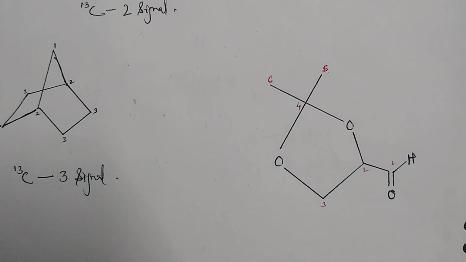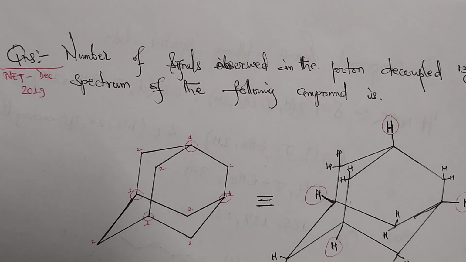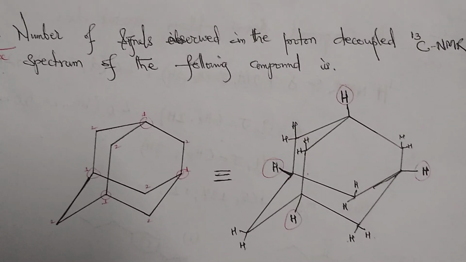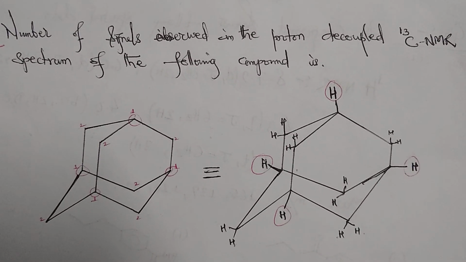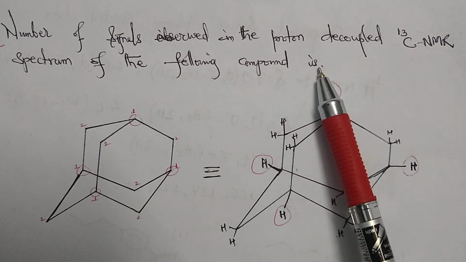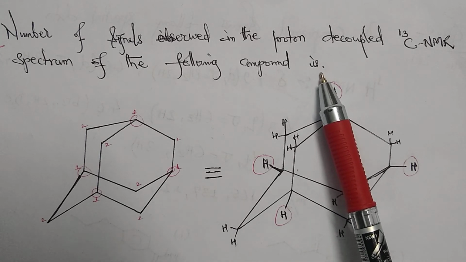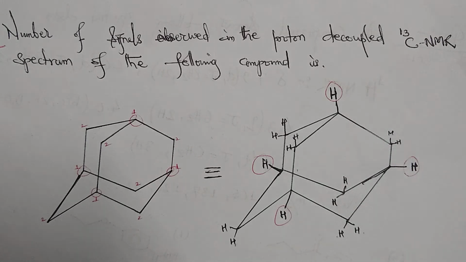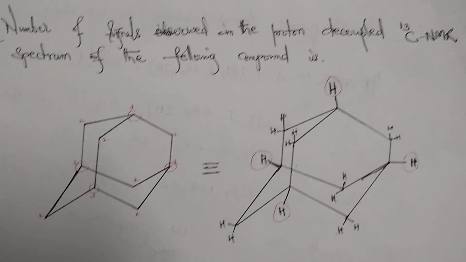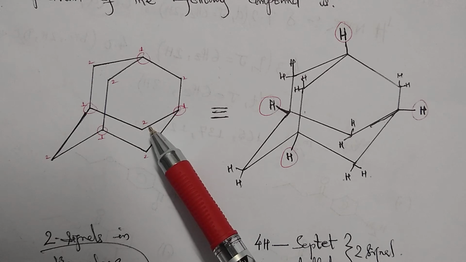Now we will consider one question which was asked in NET December 2019. In this question it is asked: the number of signals observed in the proton decoupled 13C spectrum of the following compound is. As we have already seen this molecule before, we will see this molecule here. It is given in the question.